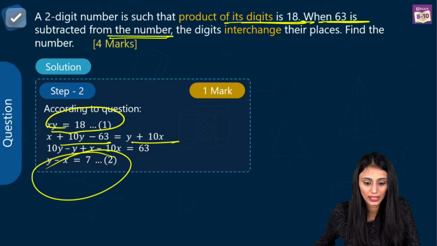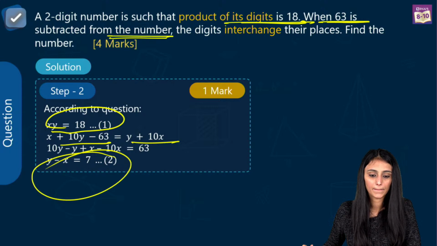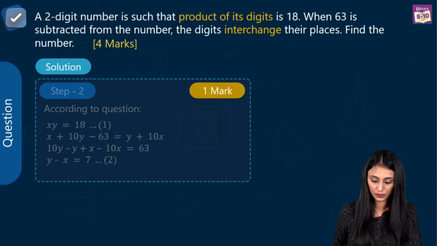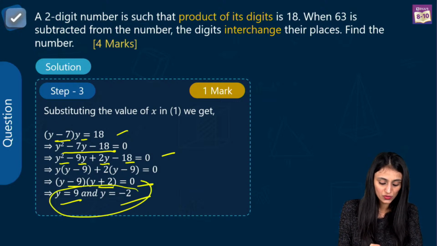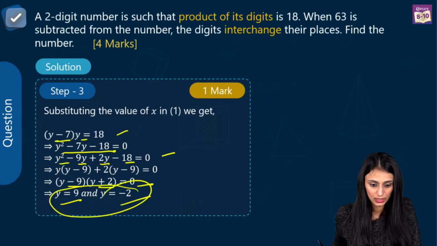Yes, I've explained it one more time. Okay. So, then after simplifying these two equations, you get two values for y, 9 and minus 2. Yes.